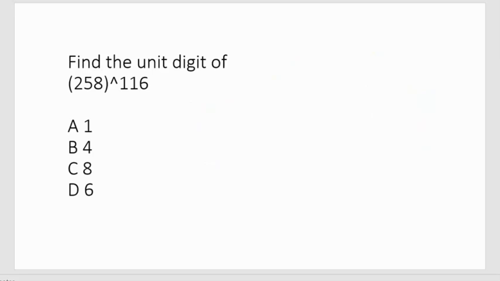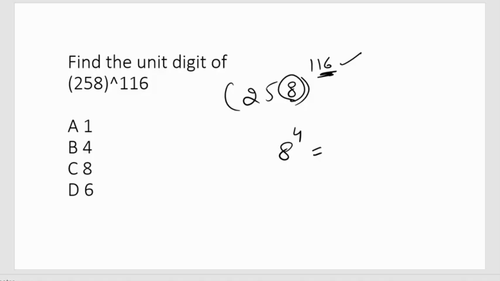Next question, again 258 raised to power 116. So see, 8 means cycle of 4. Again, you can see here 16 is completely divisible by 4. It means 8 raised to power 4 is my answer. And 8 raised to power 4 is, I hope you understand, you can give the answer in the comment section.